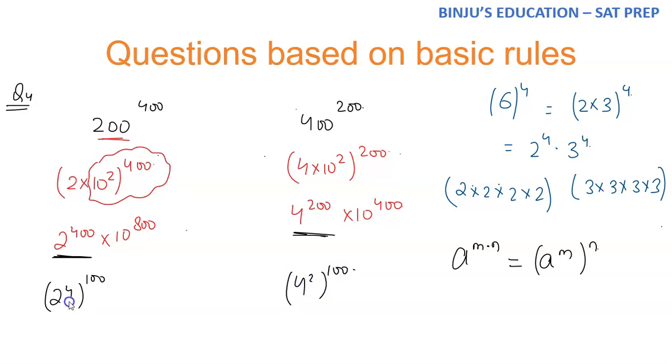Now what is 2 to the power 4? That's 16, so that's 16 to the power 100, and what is 4 square? That is also 16, so it's again 16 to the power 100. So these two are equal, so cancel them. Now which of them is greater, 10 to the power 800 or 10 to the power 400? 10 to the power 800. So again A is greater.